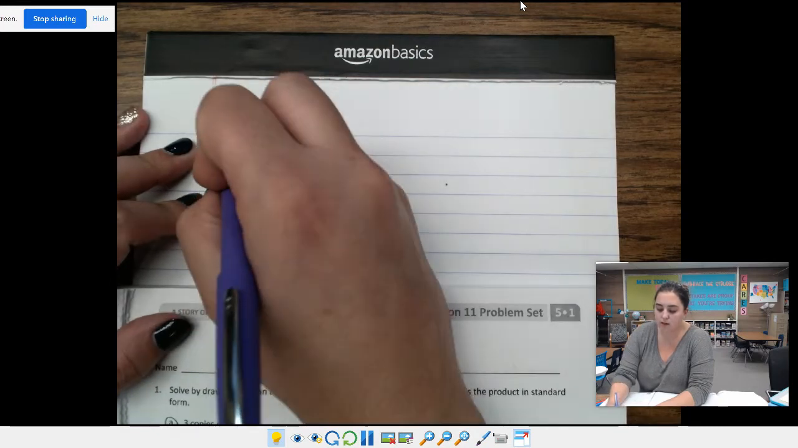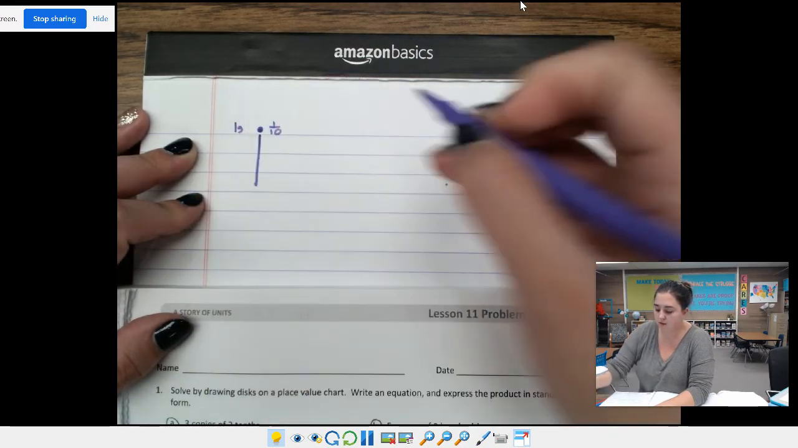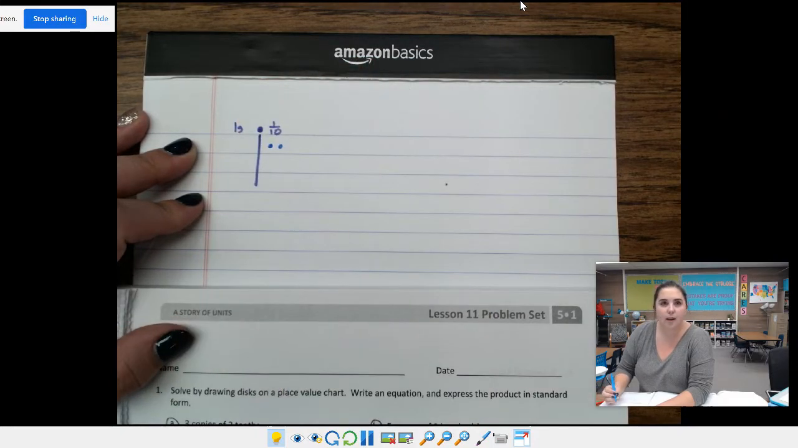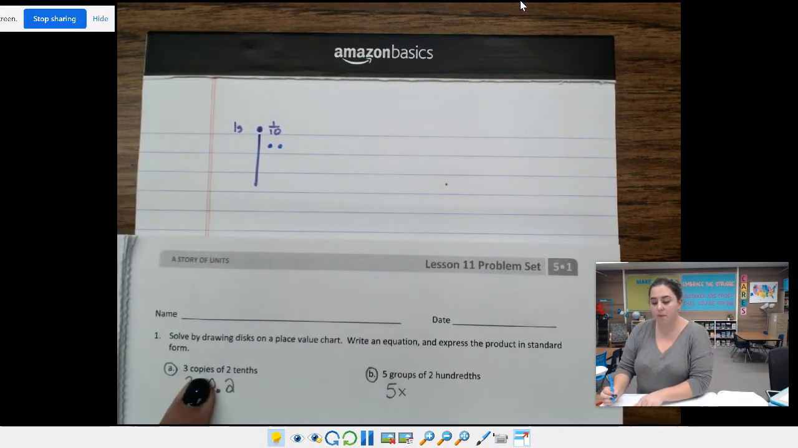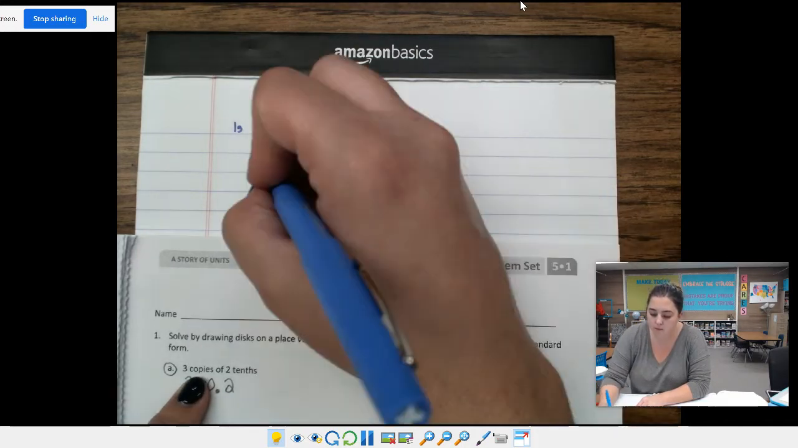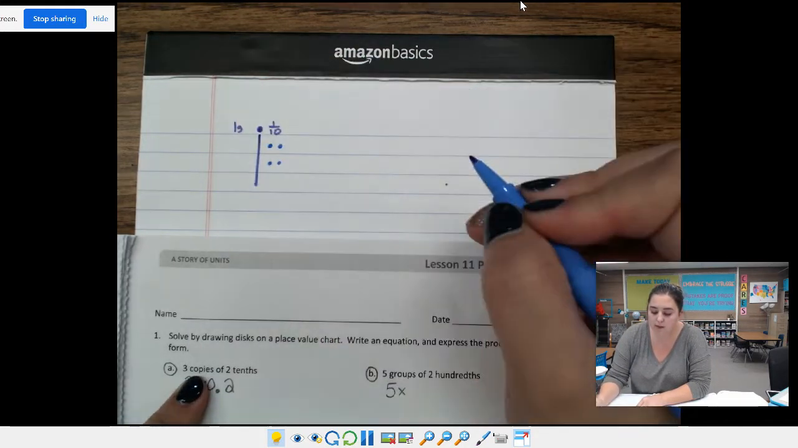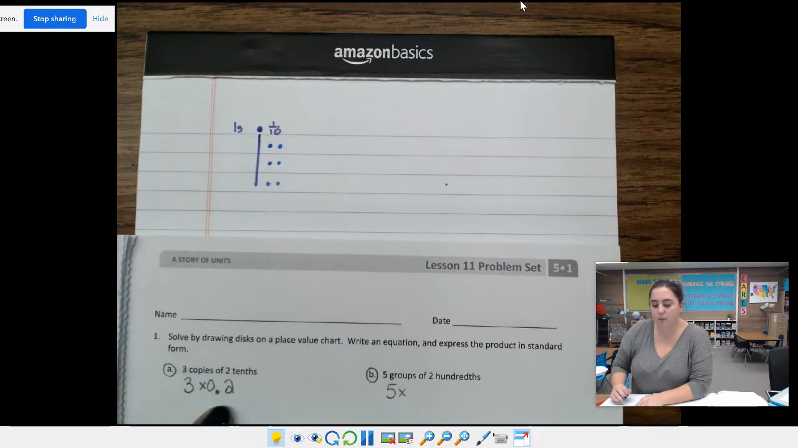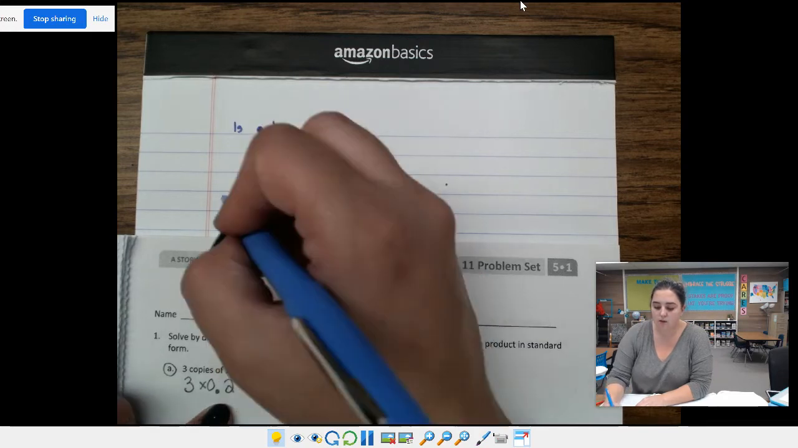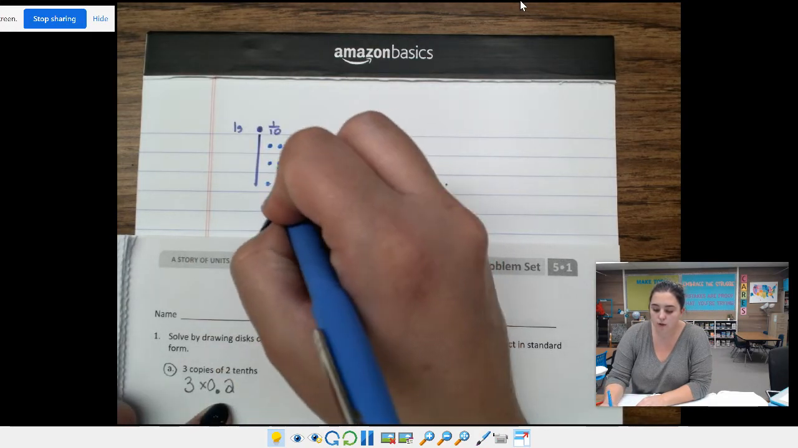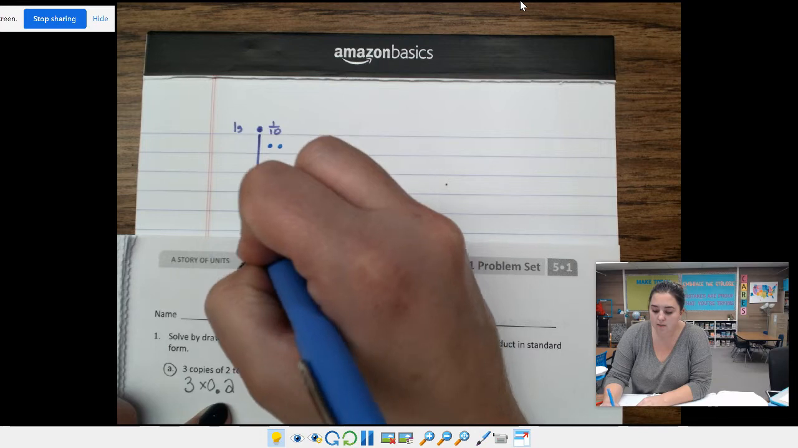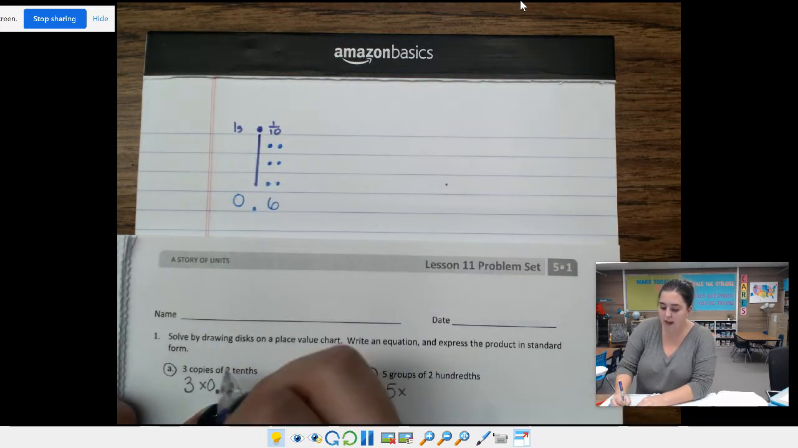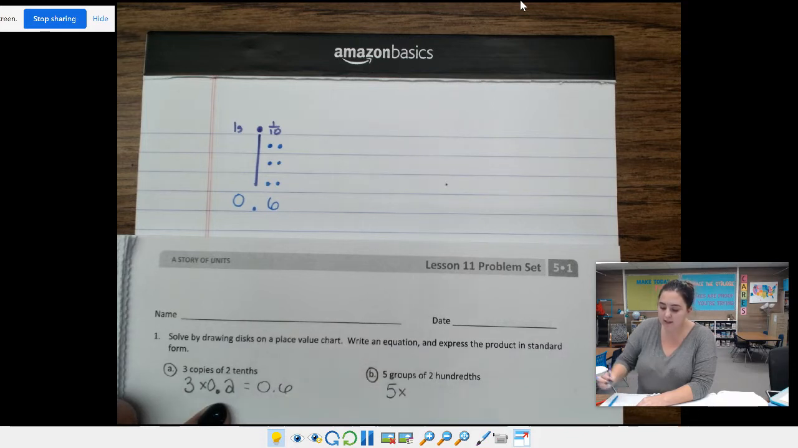This will be my ones. And here will be my tenths. Here is 2/10. And I need 3 copies of that. So here's 1 copy, 2 copies, 3 copies. 3 copies of 2/10. So now when I solve, I have 2, 4, 6, nothing in the ones. So our answer for A is 6/10.